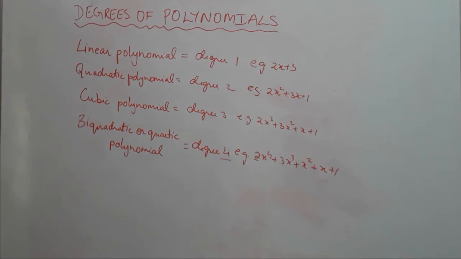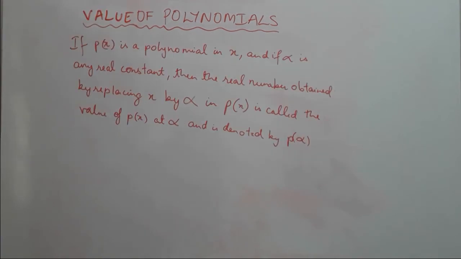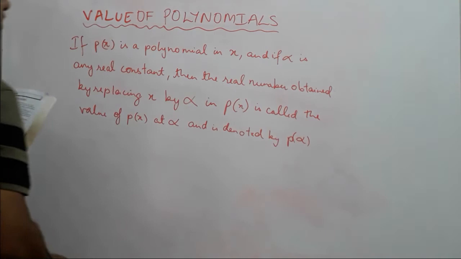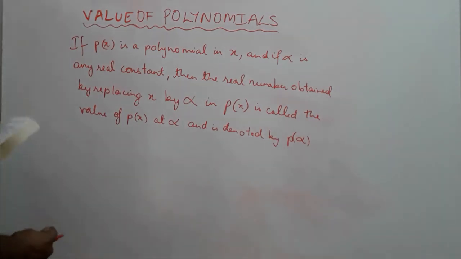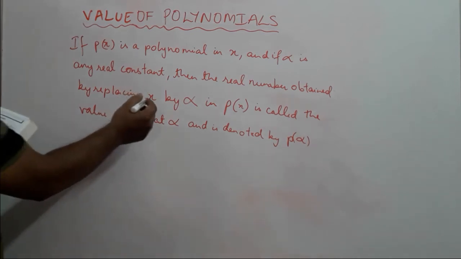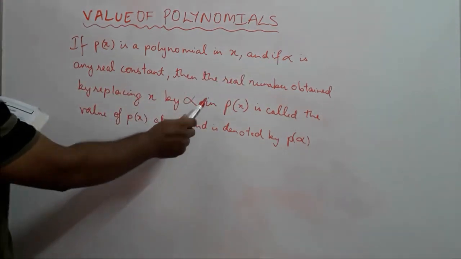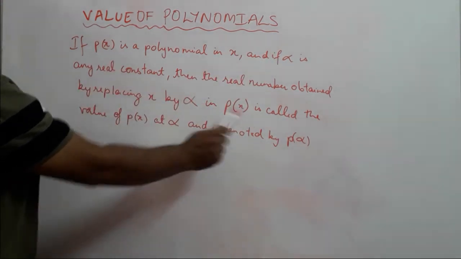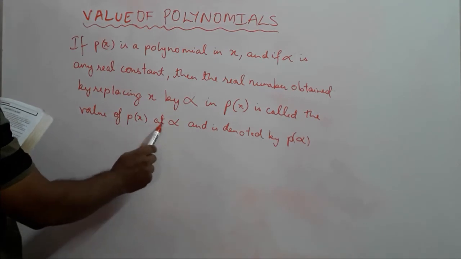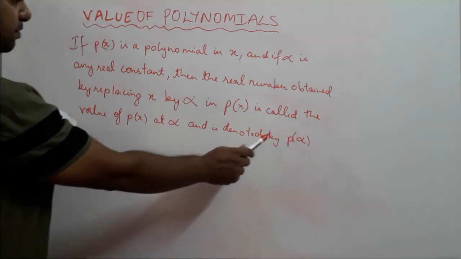Next we learn about the value of the polynomial. So for a polynomial p of x, the x can have a value. Let's see what it is. The value of a polynomial: if p of x is a polynomial in x, and if alpha is any real constant, then the real number obtained by replacing x by alpha in p of x is called the value of p of x at alpha and is denoted by p of alpha.